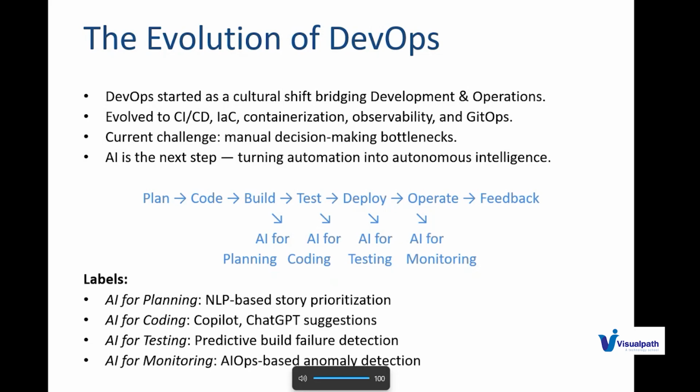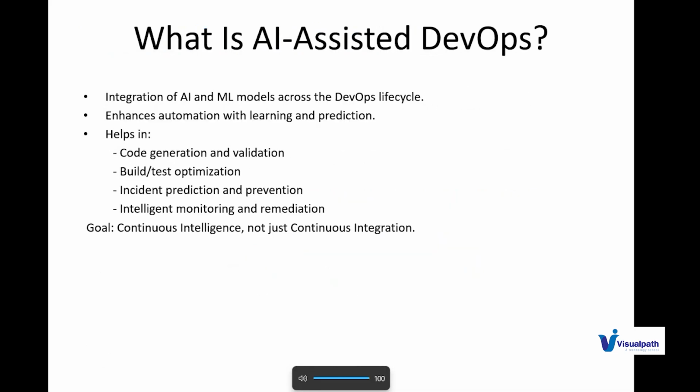Okay, so next thing we will go ahead with is what is AI assisted DevOps. Okay, so it is the integration of AI and ML models across the DevOps lifecycle. Okay, so this is one of the lines which is very important, which contains hundreds of concepts. Okay. So how are we introducing AI in DevOps? AI can be introduced through one thing only. Just remember that it can be introduced through one thing only, that is through models.